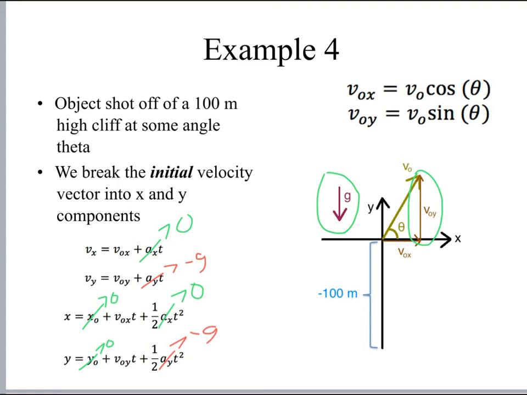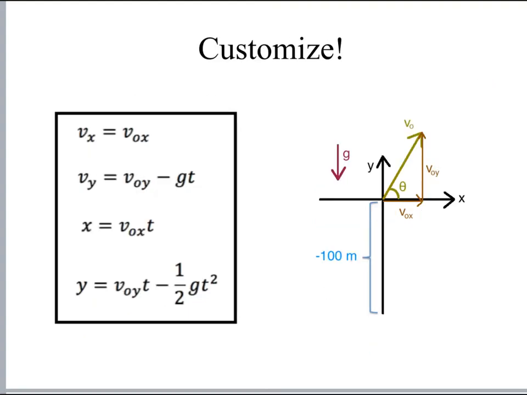Plugging those in, I get my customized kinematics equations, which look something like this. This gives us Vx is constant. It's equal to the initial velocity in the x direction. Vy is not constant. It depends on time. So if you ask me what is the y component of the velocity at 3 seconds, I plug in 3 seconds here, and that'll give me my answer.